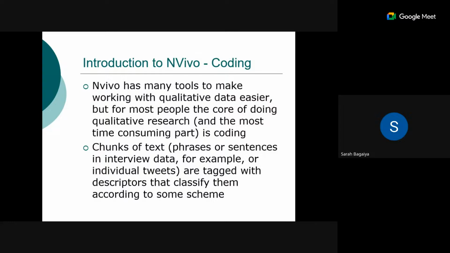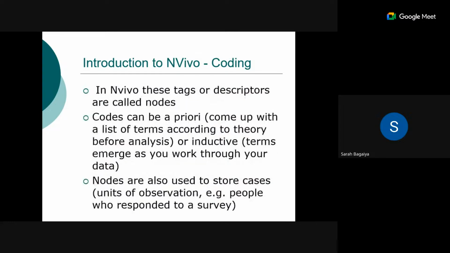Chunks of text, phrases, or sentences in interview data, for example, individual tweets, are tagged with descriptors that classify them according to some scheme. In NVivo, these tags or descriptors are called nodes. Codes can be a priori, where you come up with a list of terms according to theory before analysis, or inductive, where terms emerge as you walk through your data. Nodes are also used to store cases, units of observation, for example people who responded to a survey.